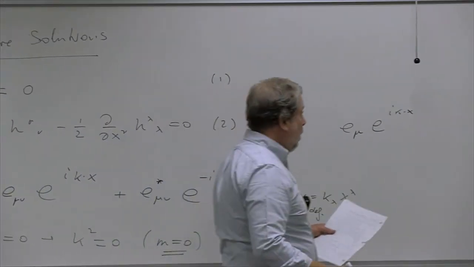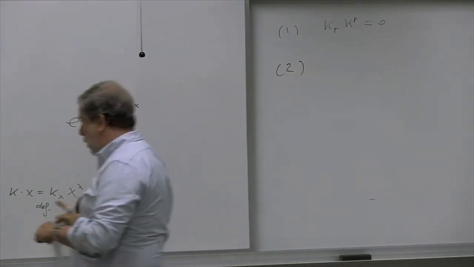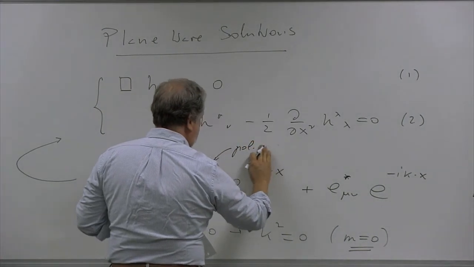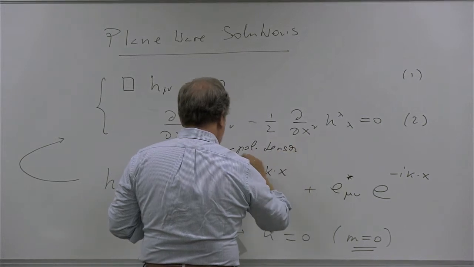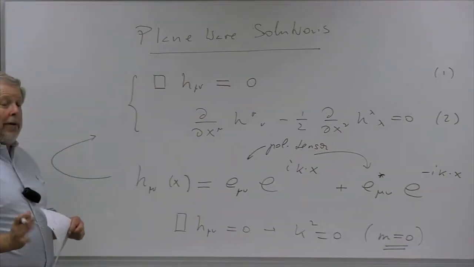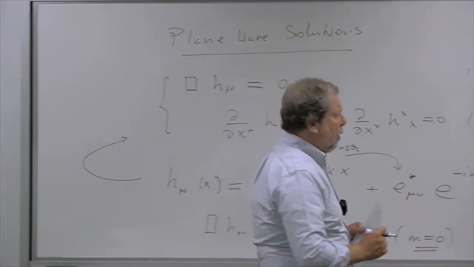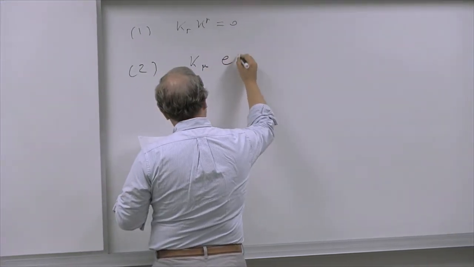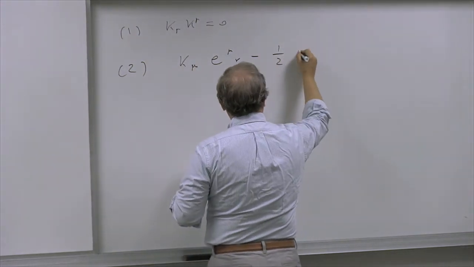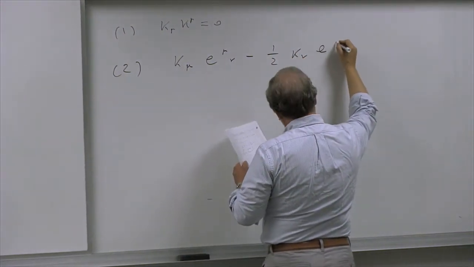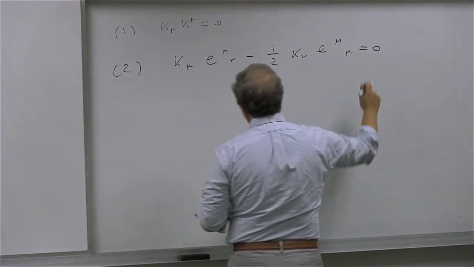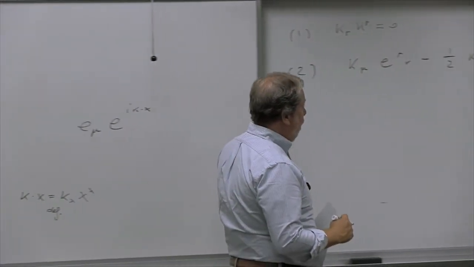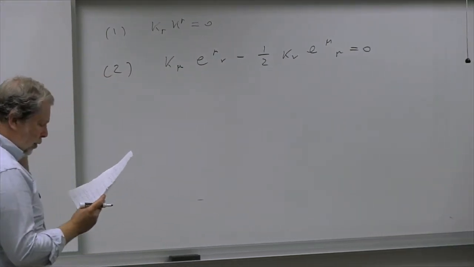And equation number 2 tells us something. By the way, it is obvious that this polarization, let me write this polarization vector, it's actually a tensor in this case. So there's a polarization tensor that appears, which is independent of x, of course. It's just a number. And so the second condition tells us that k mu times e mu nu minus 1/2 k nu times e mu mu is equal to 0, right? So the polarization tensor has to satisfy this constraint as well, according to the harmonic gauge condition.